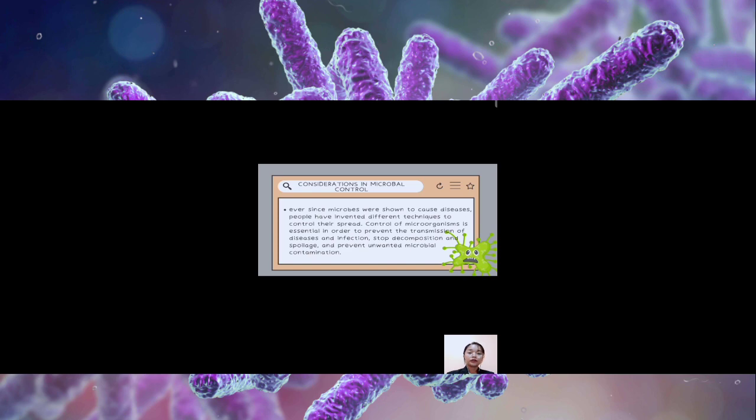Ever since microbes were shown to cause diseases, it may be in our food or in our body because microbes may be present everywhere. People have invented different techniques to control their spread because there are so many incidents that have been reported due to contaminations. Control of microorganisms is essential in order to prevent the transmission of diseases and infection, stop decomposition and spoilage, and prevent unwanted microbial contamination. Microorganisms are controlled by means of physical agents and chemical agents.